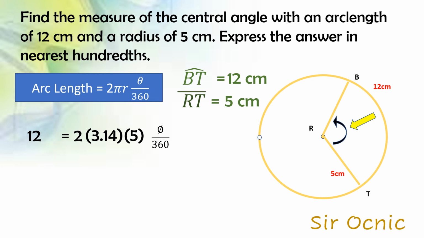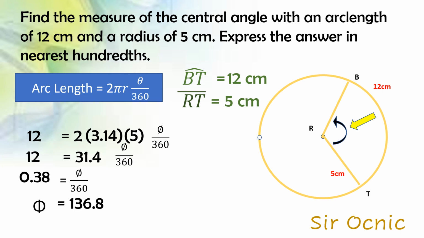Finding the product of 2, 3.14, and 5, you will arrive at 12 equals 31.4 times theta all over 360. Dividing both sides by 31.4, you will have 0.38 equals theta all over 360. To eliminate the denominator at the right side, multiply the whole equation by 360, which is equal to theta equals 136.8. That means that the measure of central angle BRT is equal to 136.8 degrees.